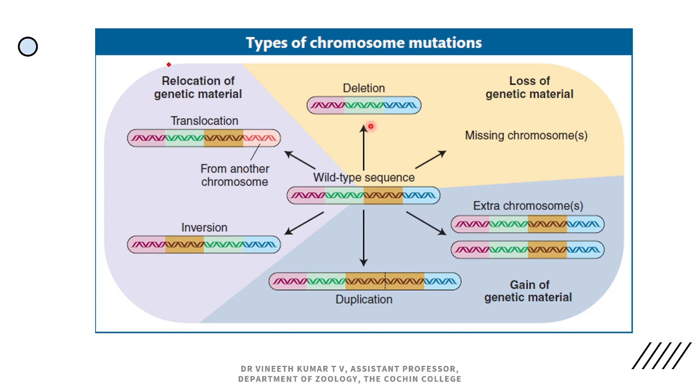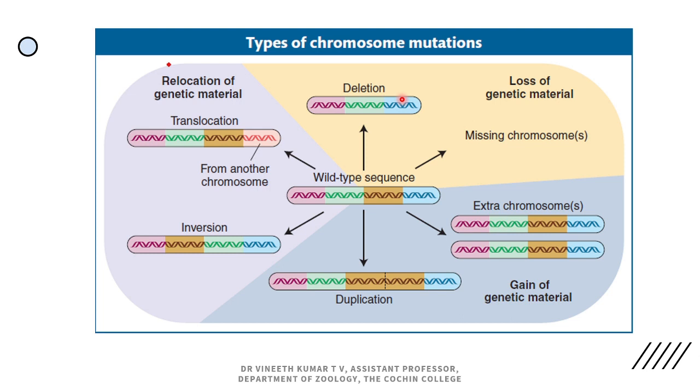So the first thing: you can see this entire diagram is divided into two shades. This light, cream color shade is what is called loss of genetic material. That means due to this type of chromosomal mutation, or change in chromosome structure, the gene content will be lost from the chromosome. That particular portion will be lost. In that you have deletion, and missing chromosomes, which we'll discuss in the second heading, change in chromosome number.